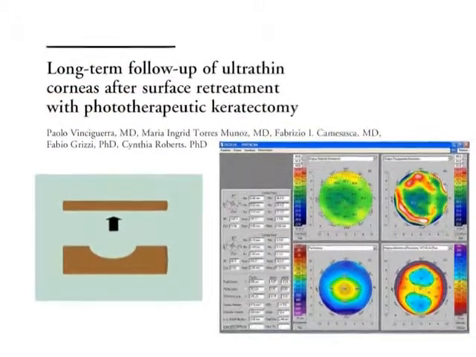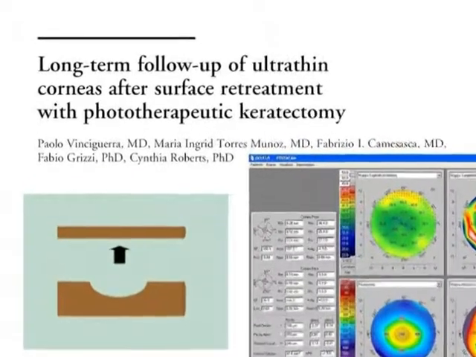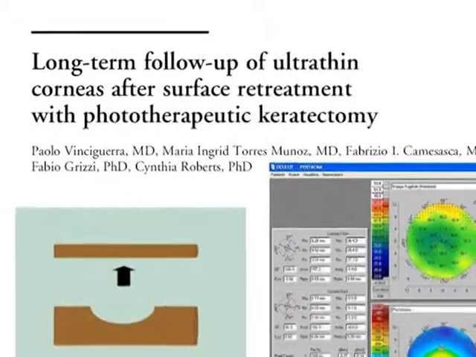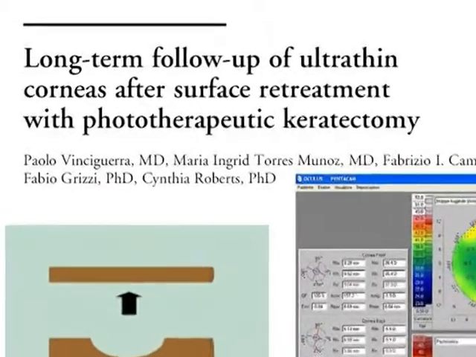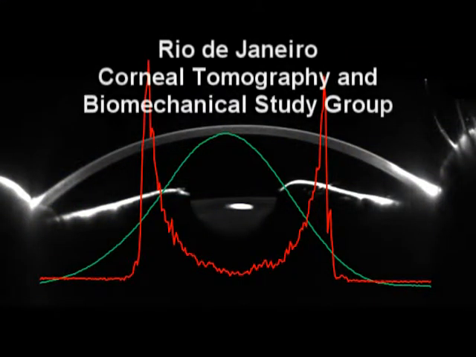Along with a number of similar cases reported by Paolo Vinciguerra, this case illustrates that the post-LASIK cornea can still be stable despite an extremely low central corneal thickness. An individualized and customized approach is recommended for every case of therapeutic ablation, which provides very satisfactory outcomes for patients and surgeons. Thank you for your attention.